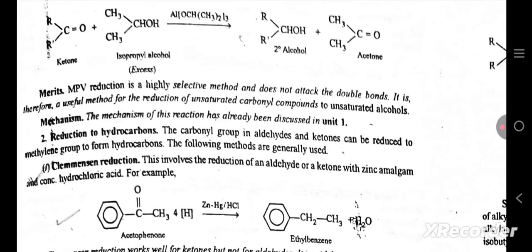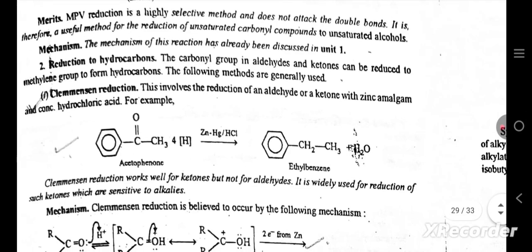MPV reduction is a highly selective method and does not attack the double bond. It is therefore a useful method for the reduction of unsaturated carbonyl compounds to the unsaturated alcohols. Mechanism. The mechanism of this reaction has already been discussed in Unit 1. Reduction to hydrocarbons. The carbonyl group in aldehydes and ketones can be reduced to a methylene group to form hydrocarbons. The following methods are generally used.